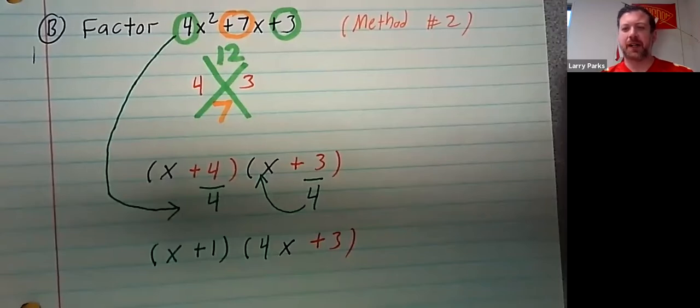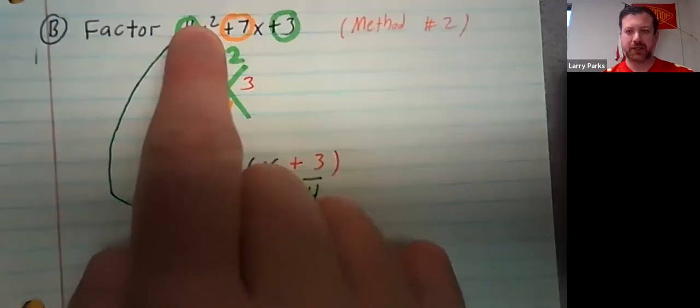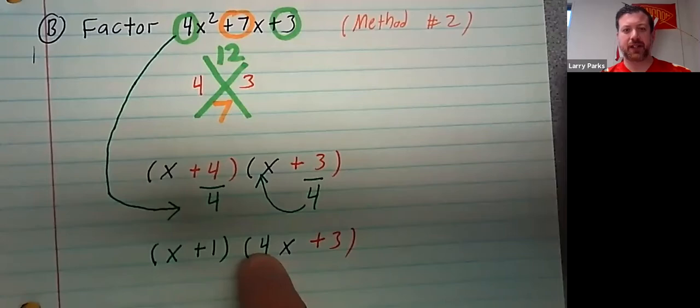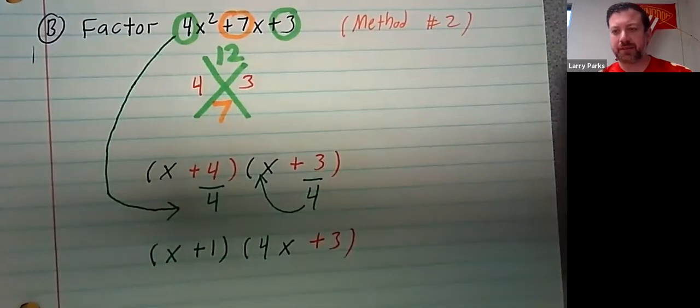Now, how do I know if I'm right or wrong? Well, you could. The easiest way would be to distribute this out and go x times 4x is 4x squared. X times 3 is 3x. 1 times 4x is 4x. Add that to your 3x, you get your 7x. And 1 times 3 is 3.